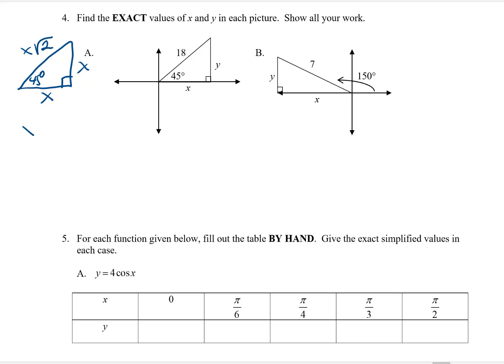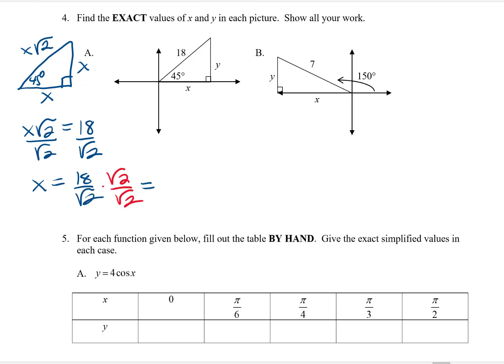Well, I was given the hypotenuse as 18. That's the x root 2 side. I can therefore solve for x by dividing by root 2, and I have the information I need. I'll have to rationalize the denominator here. That gives me 18 root 2 divided by 2, which simplifies to just 9 root 2. But there's my x. This side here, this x, must be 9 root 2.